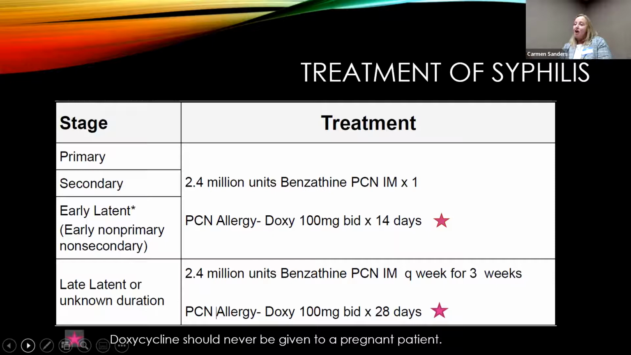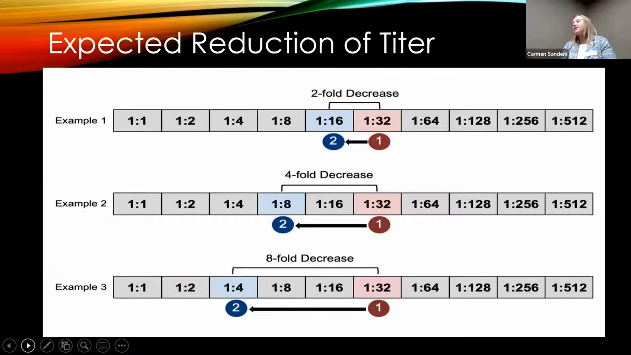Then next slide, we should see an expected reduction of the titer, sometimes within 6 months, but most definitely within 12 months, we should see this decrease in the titer. And that works the same way as the increases of the titer. Let's go ahead and go to the next slide.